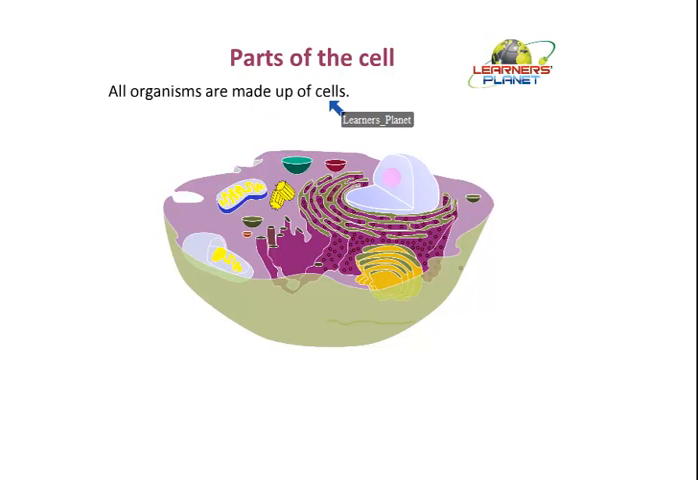All organisms are made up of cells. This is the important fact. Now you can clearly see this diagram here. It is a picture of animal cell. And as you can see these membrane bound organelles here, so definitely we can say that this is an example of eukaryotic cells. So if we are giving this picture here, by all organisms we mean the eukaryotic organisms. But even the prokaryotic organisms are also made up of cells only.